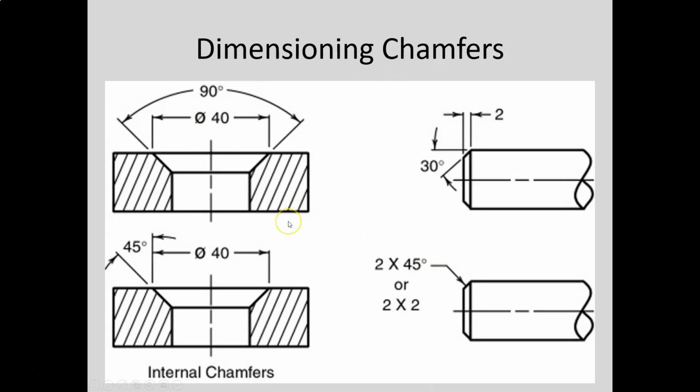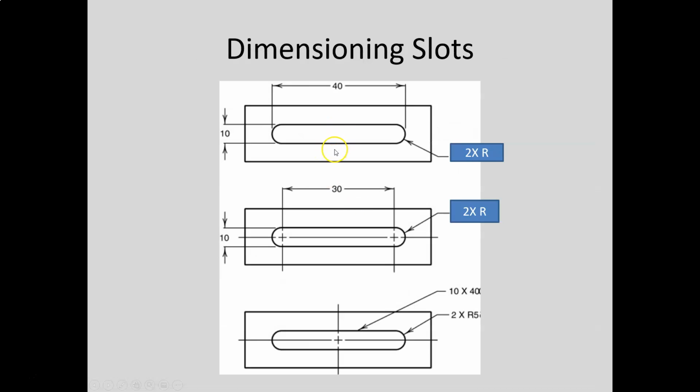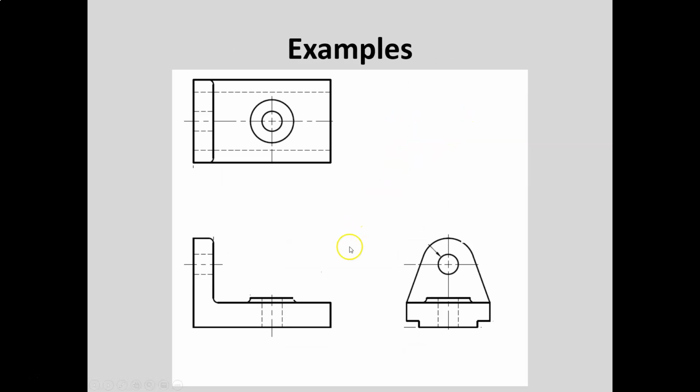Slots and chamfers. We talked about this in the last presentation, so this is just a repeat of that. Oh, and slots. Yes, we went through all the examples for this and the importance of having the 2x space R to define this as a circular radius. All right. So now let's look at an example here.